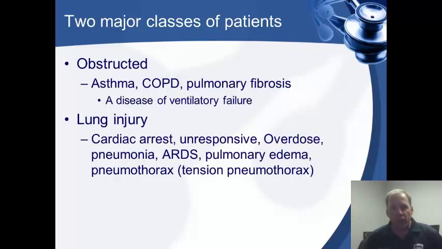When we talk about obstructed patients, the ones we're talking about are the asthma, COPD, pulmonary fibrosis patients, the ones that bronchoconstriction is a problem, the problem with exhalation. So we're going to change our settings with reference to our rate and our IE ratios. Primarily, those are the two settings that we're going to change a little bit for the obstructed patients.